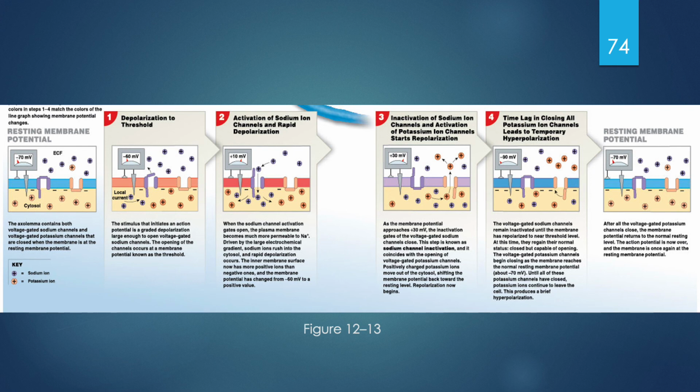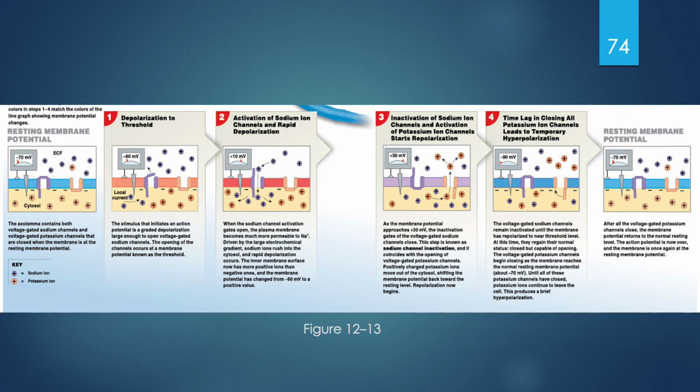Remember, graded depolarizations are like a wave that dissipates with time and distance. On the other hand, if a stimulus initiates a graded depolarization large enough to reach the threshold point, then an action potential begins. Let's say we meet our threshold and an action potential is about to occur. At this point, the sodium channel activation gates open up, and the plasma membrane has a lot more sodium rush into it.